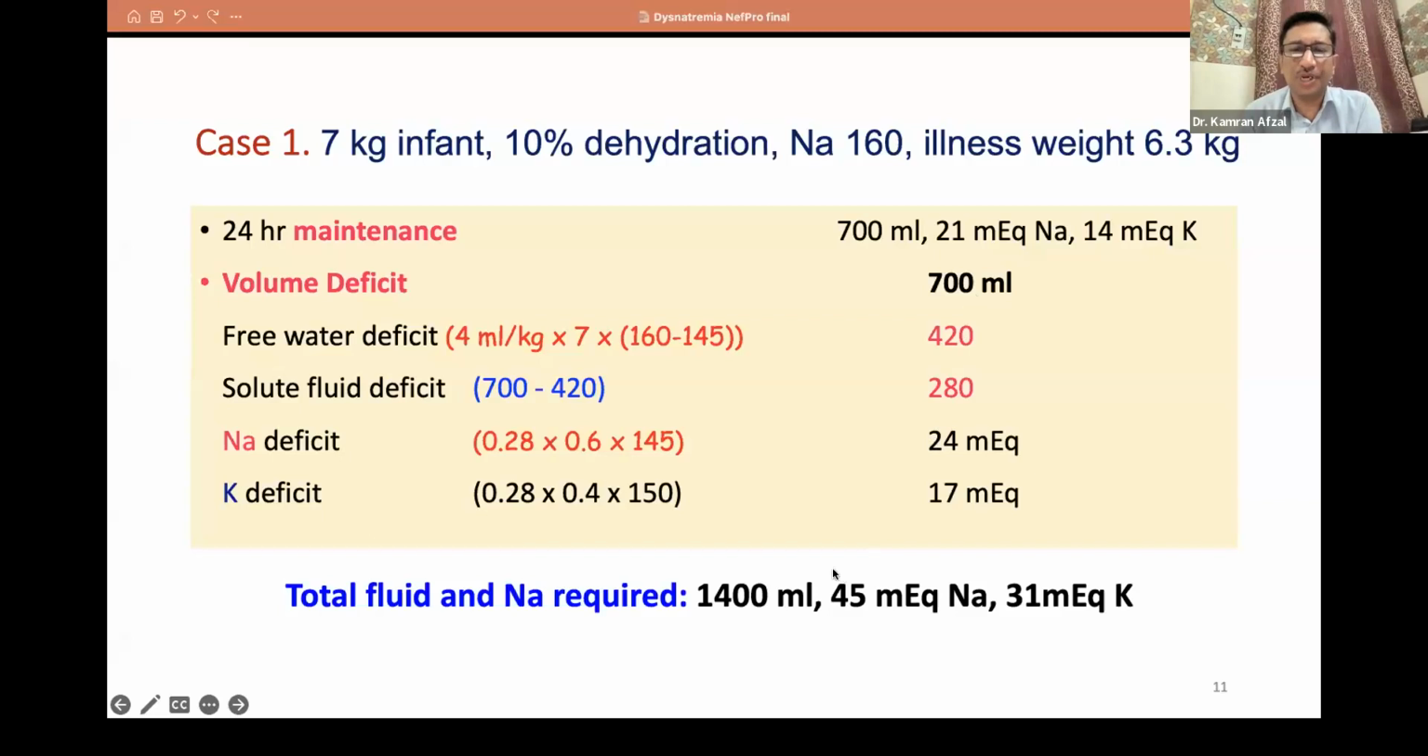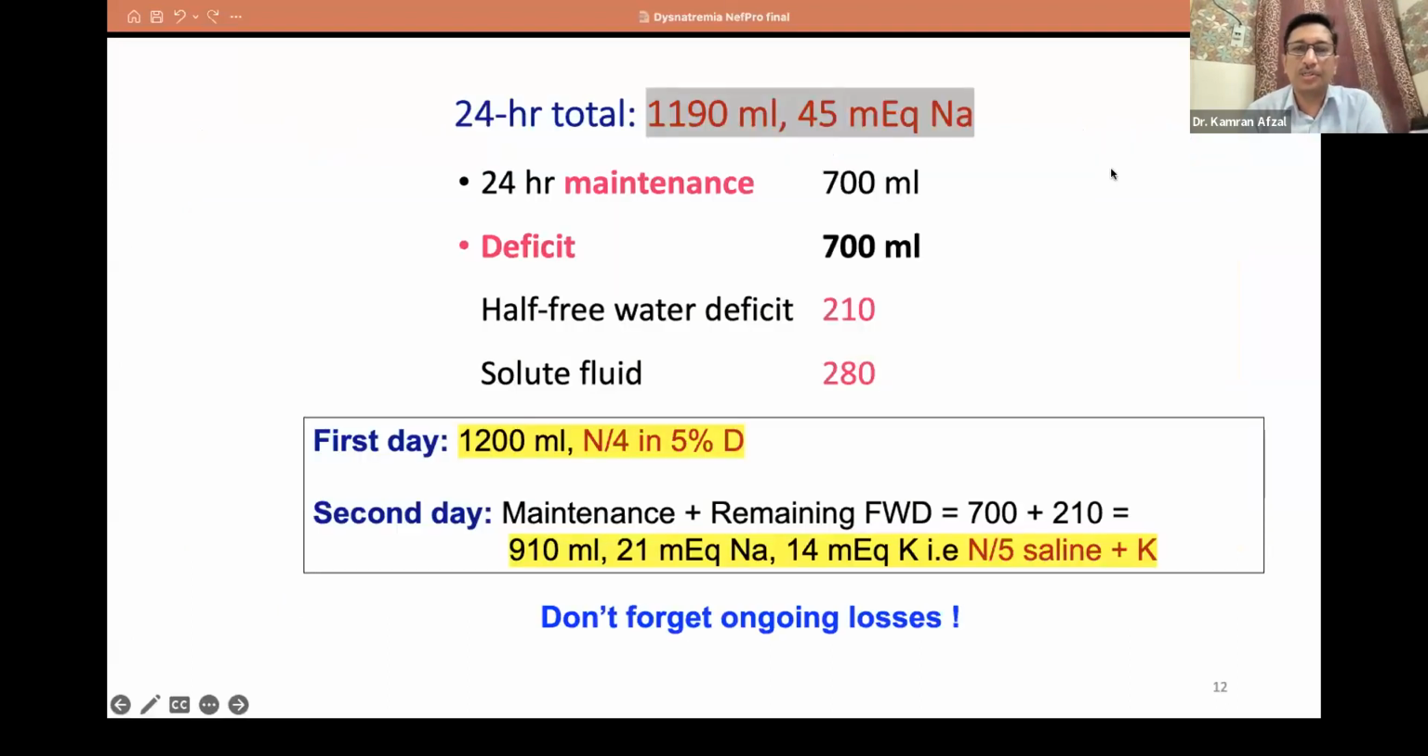If you add all this up together, I'm just skipping potassium at the moment, just because we are discussing sodium. So if you add all these fluids together, you have 1400 ml of fluid and about 45 milliequivalents of sodium. But we do not want to give all this fluid together because it would result in a more rapid fall in sodium. Therefore, we give the maintenance fluid for the 24 hours, but of the deficit 700 ml fluid, we give only half of the water deficit, which was 420. So we're giving only 210, and we give all the solute fluid.